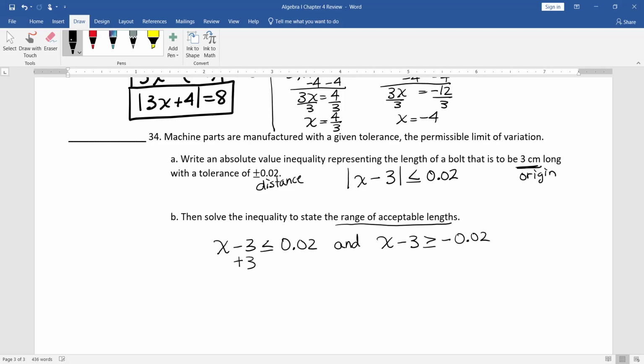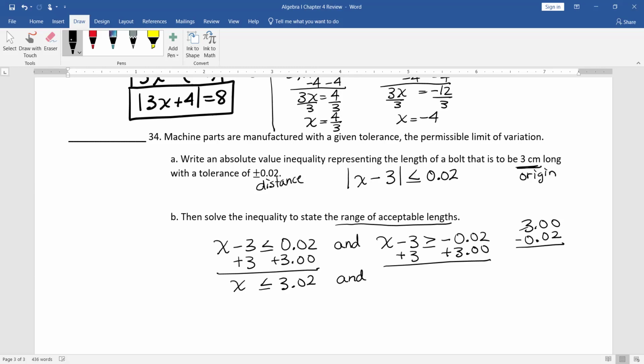All right, so when we solve this, we add 3 to both sides. Be really careful. These are decimals. So x must be less than or equal to 3.02 centimeters. And here, they're unlike signs, so that's just 3.00 minus 0.02. 10 to go 2 is 8, 9, and 2. So x has to be greater than or equal to 2.98.